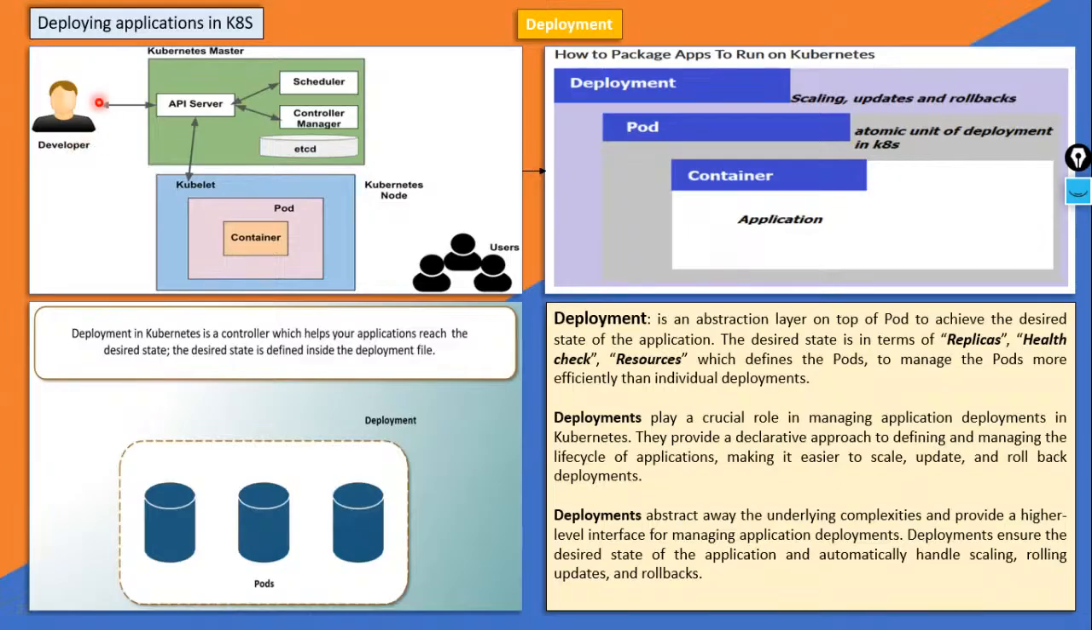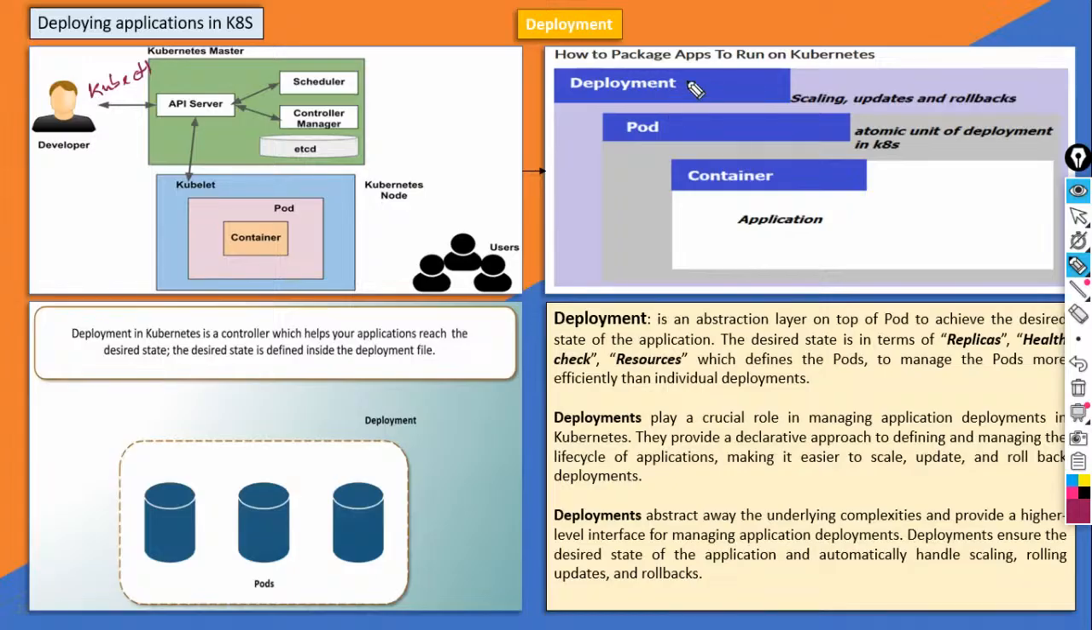So what will you do? You will interact with the API server or the master server through what? What is your interface to interact with the Kubernetes cluster? Can anyone tell me? What is the CLI? kubectl. You will interact with the API server, you will execute your deployment file.